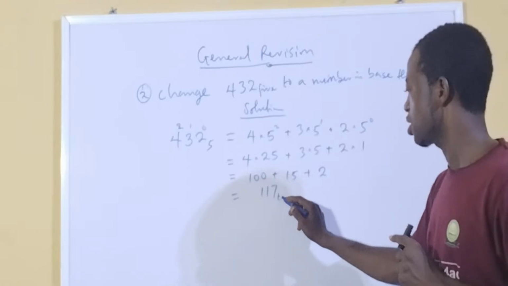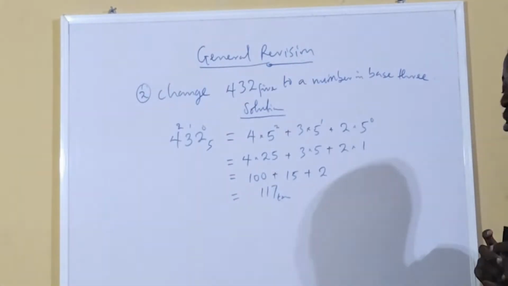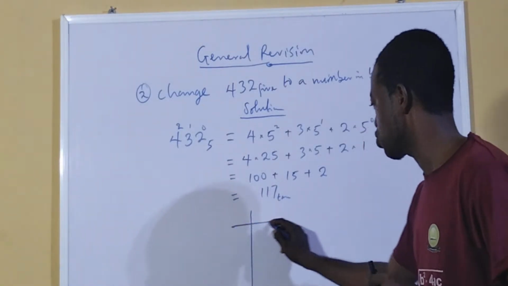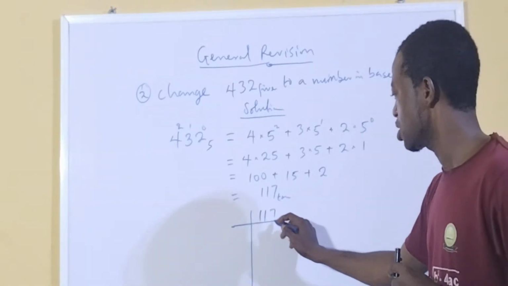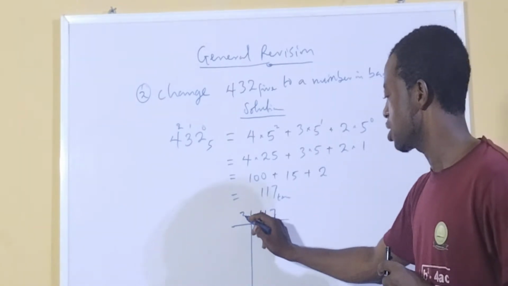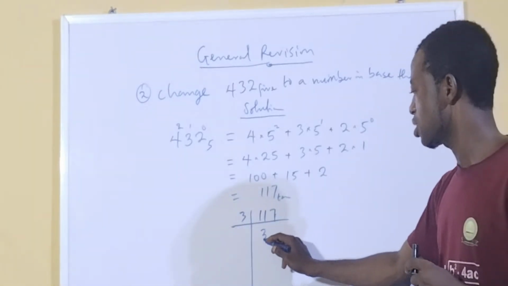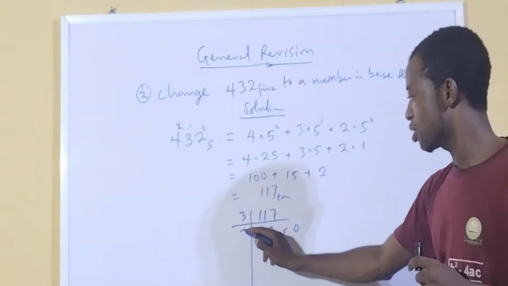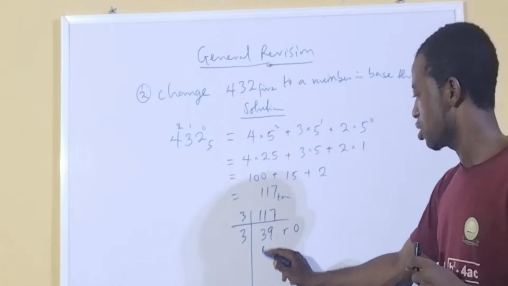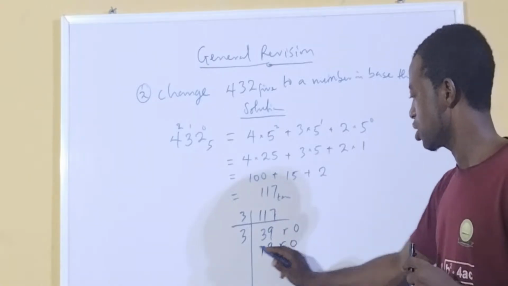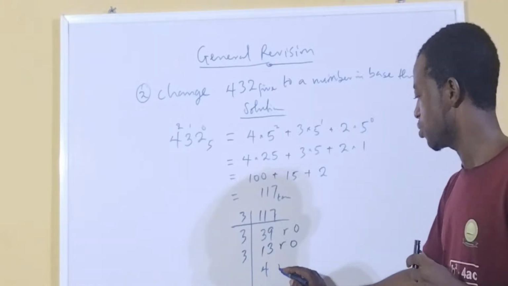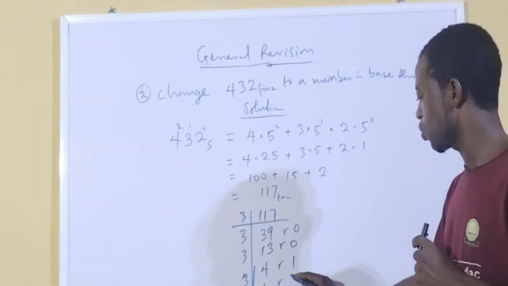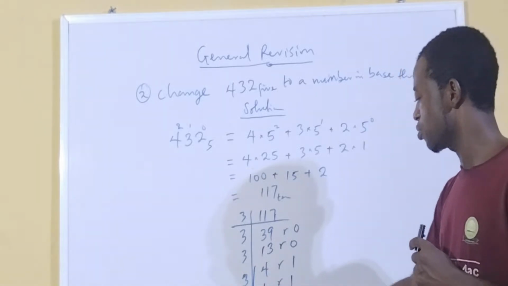And this gives us 117 in base 10. Then we can move from base 10 to a number in base 3 by tabulating and dividing through by the base. So we have 117, then divide by base 3. This remains 39, remainder 0. Also, 3 goes in 39, we have 13, remainder 0 as well. 3 goes in 13, we have 4, remainder 1. 3 goes in 4, we have 1, remainder 1. 3 in 1, that's 0, remainder 1.